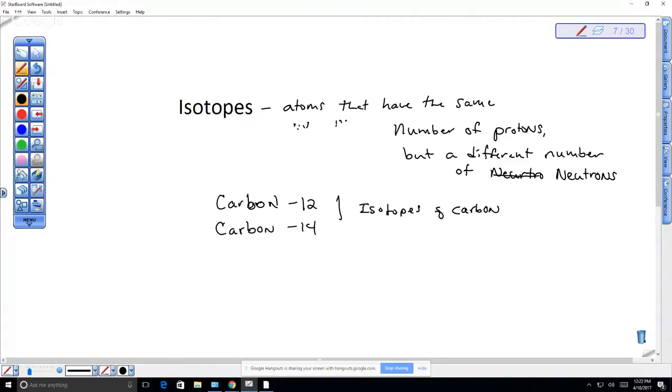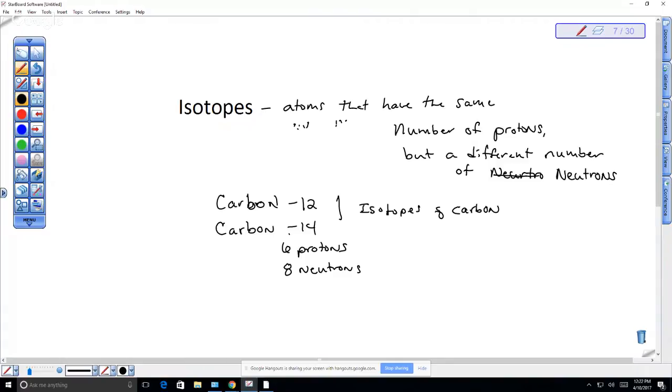They have the same atomic number, so they have the same number of protons, but a different number of neutrons. So for example, carbon-12 would have 6 protons, and how many neutrons would it have? Carbon-14 has 6 protons and 8 neutrons, and so that's what adds up to the 14, right?